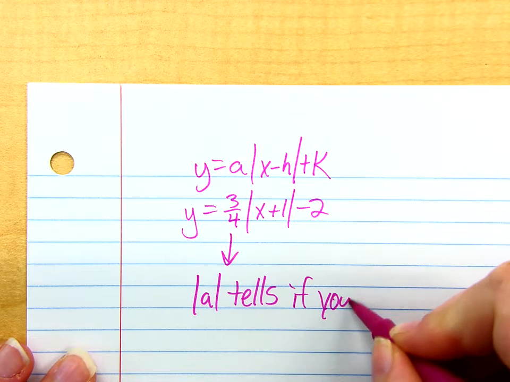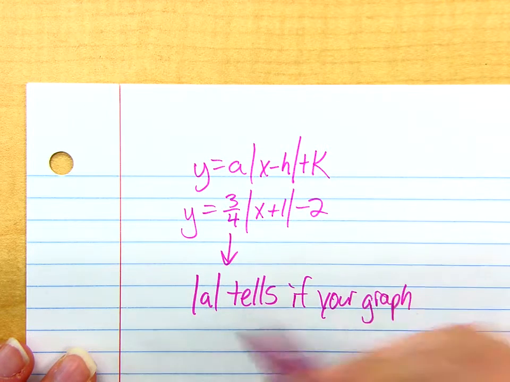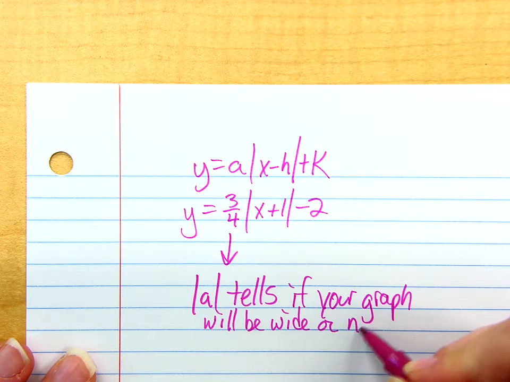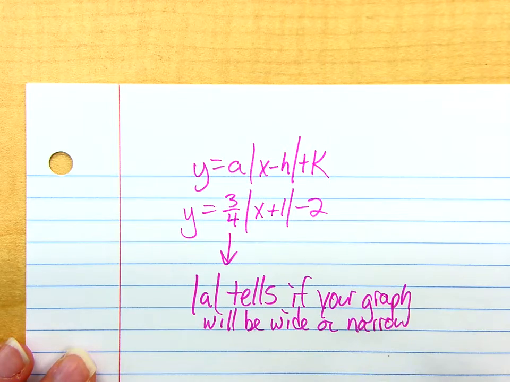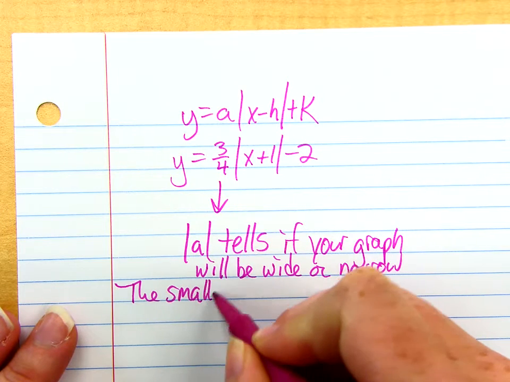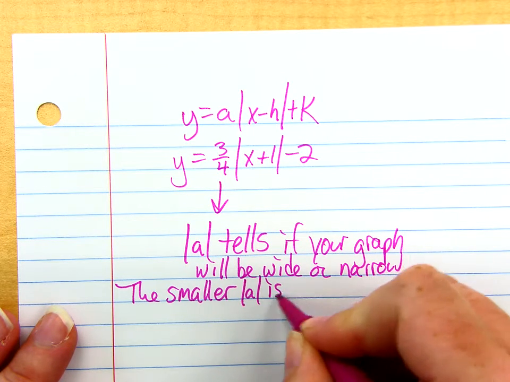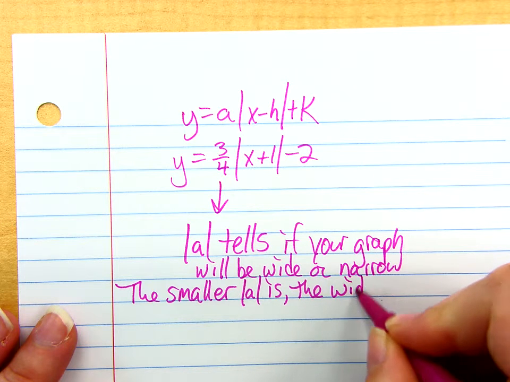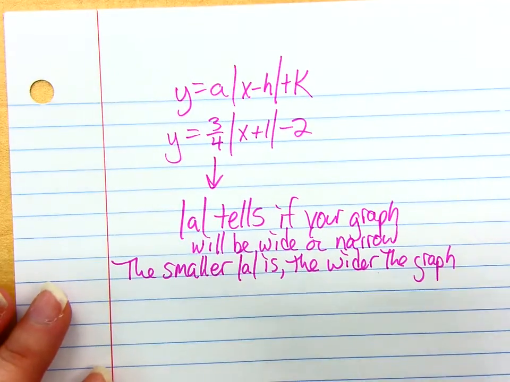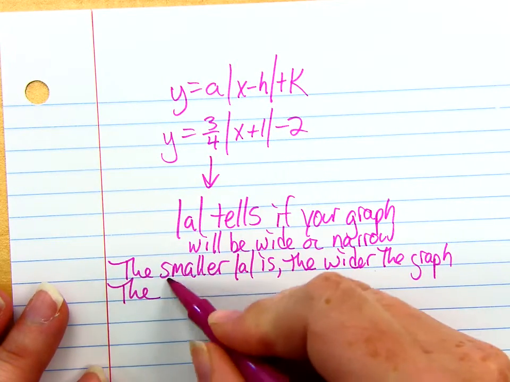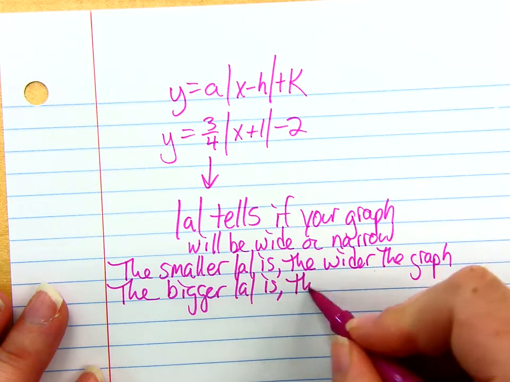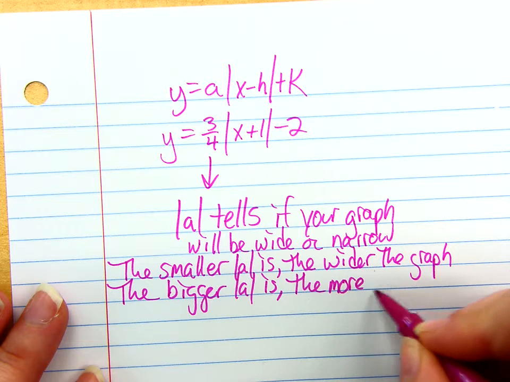if your graph will be wide or narrow. So the smaller the absolute value of a is, the wider the graph. So obviously the bigger absolute value of a is, the more narrow the graph.